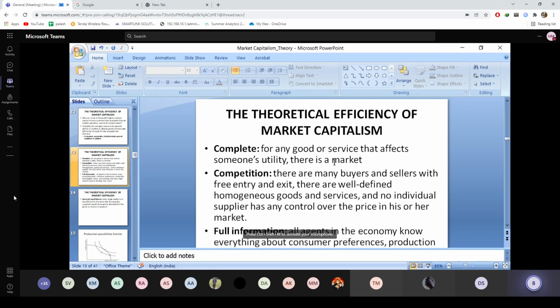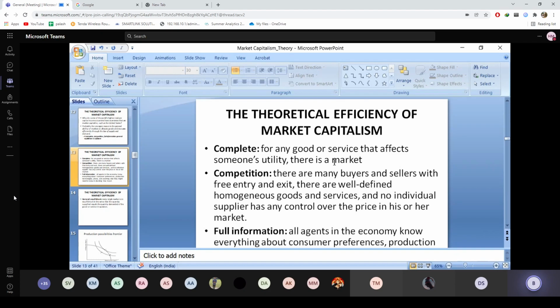Then the competition. In the market where these valuable goods are sold and bought, there are many buyers and sellers. It's not that only one buyer or one seller will be there, and there would be free entry and free exit, and there are well defined homogeneous goods and services, and no individual supplier has any control over the price in his or her market. It's a typical microeconomic perfectly competitive market theory. I mean the assumptions that we are trying to bring in here.